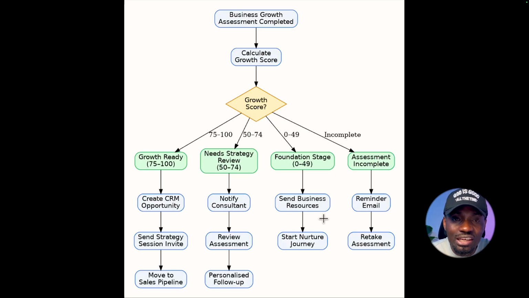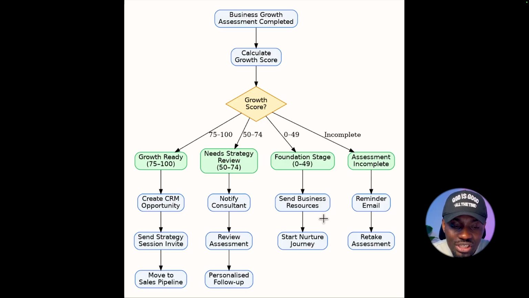If they did not complete it, if it's incomplete, you send them reminder emails so that they can retake the assessment. Now, let's go back to 75 and above. 75 and above, what happens next? You create an opportunity in your CRM. So 75 and above, opportunity in your CRM, which we'll go through. You create an opportunity and you move them along your CRM. Then what happens? You send them an invitation, then they buy.